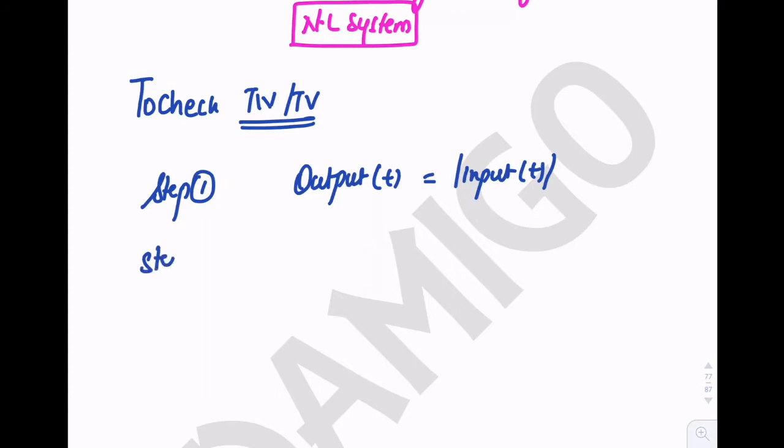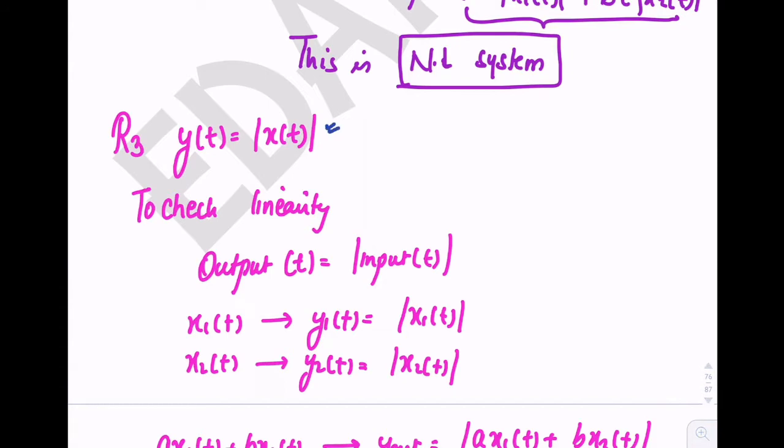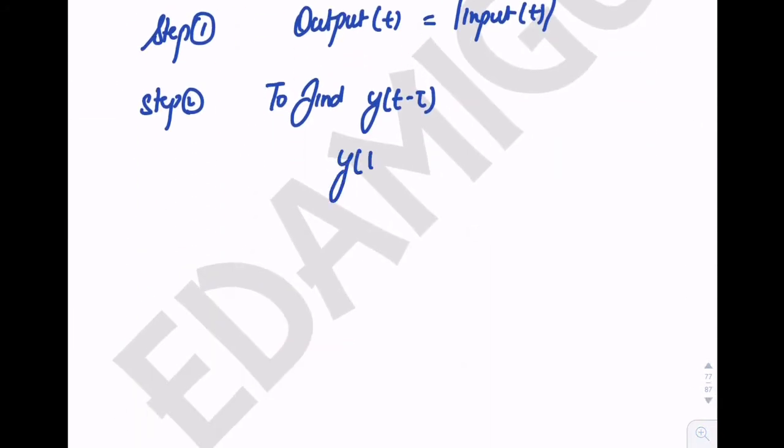Now step 2, to find y(t minus tau). To find y(t minus tau), we will simply replace t by t minus tau in this whole expression. So we can get that y(t minus tau) is equal to mod of x(t minus tau).